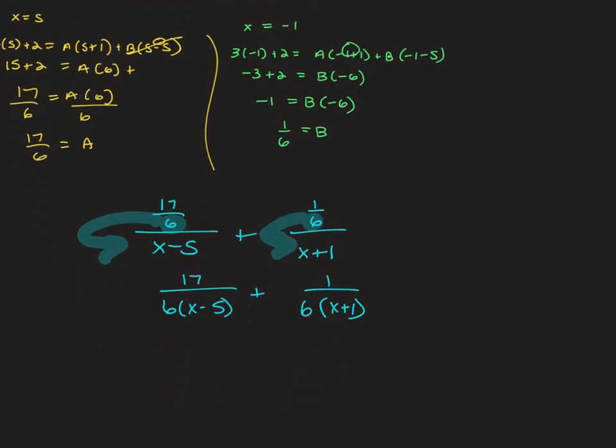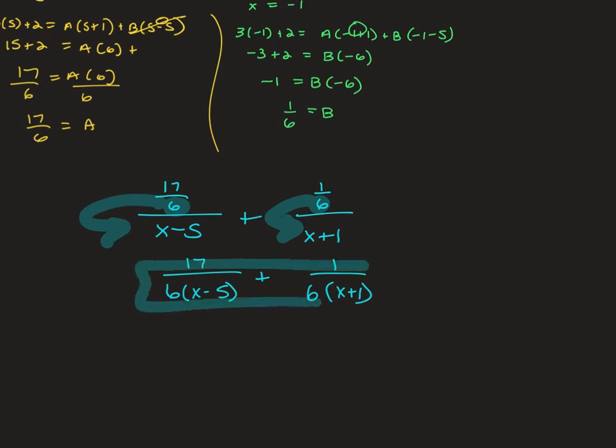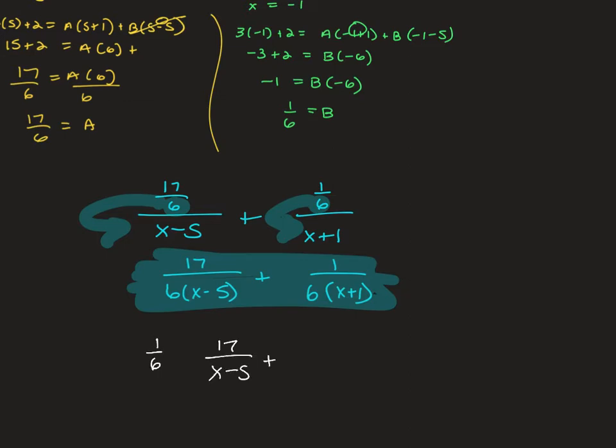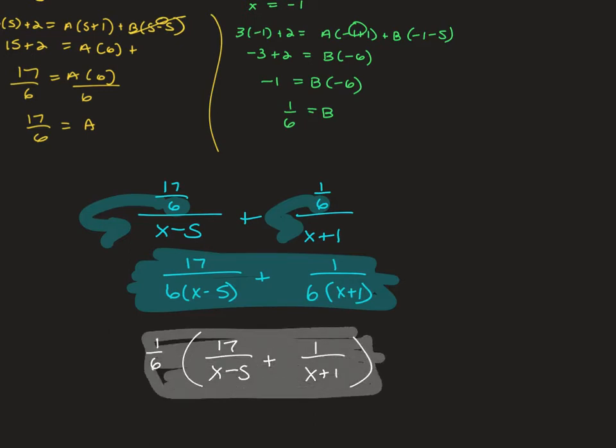You don't want to distribute that out. You want to leave it like this, or you could take it a step further, and that is to pull out a 1/6. And then I'd get 17 over x minus 5 plus 1 over x plus 1. So either of those answers is fine, okay? You do not, I repeat, do not want to leave the fraction within the fraction. You can't leave your answer in complex fraction form.